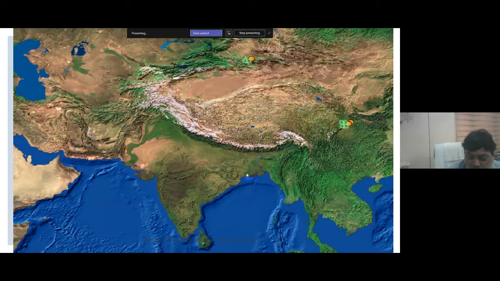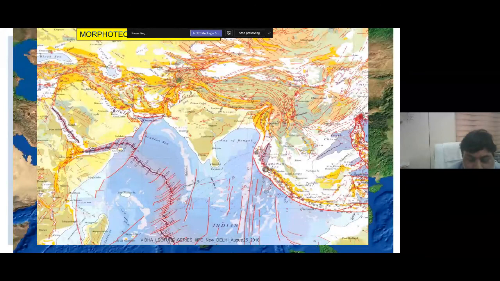In the tectonic environment, I will concentrate my presentation on South Asian tectonics, the Indian parts as well as its surroundings. If you see the physiography of South Asia, you can see a lot of topographic differences. So many things are there. But if you try to see the details of South Asia, you can find that there are so many faults.